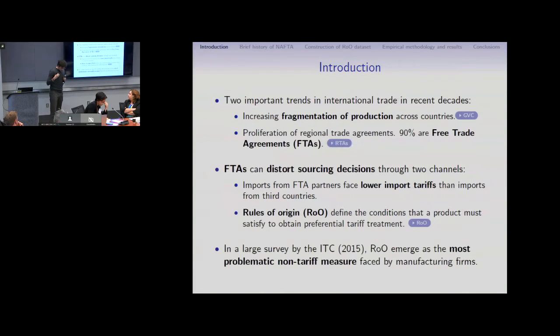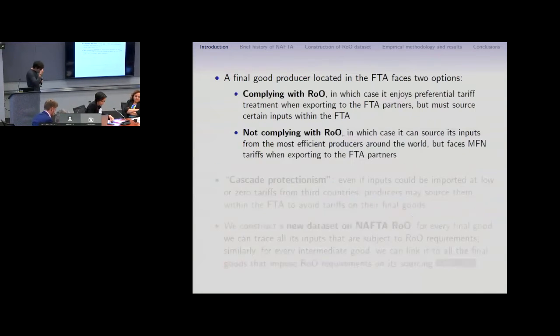And we think that this, in practice, is a very important issue when thinking about how free trade agreements matter for sourcing, which is actually confirmed by a recent survey by the International Trade Center, in which basically firms report rules of origin as being one of the most problematic non-tariff measures when thinking about why exporting is complicated within a free trade agreement area. So how do we think conceptually about rules of origin?